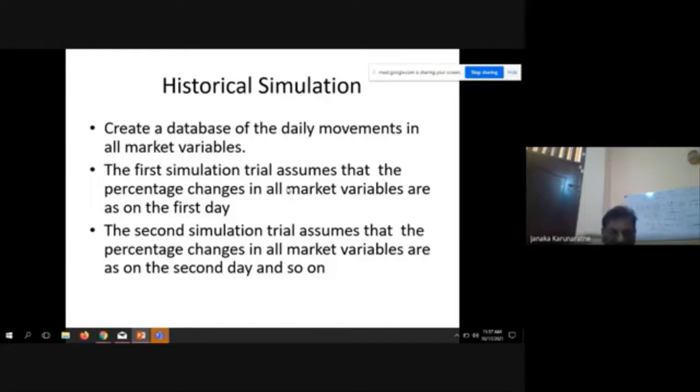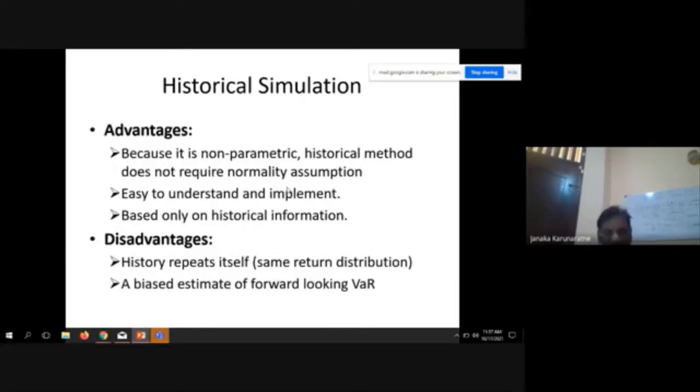Okay, so there are random variables and a normal distribution function, and you build up a frequency distribution model. So that's what happens in a historical simulation. You will understand when we do a question.